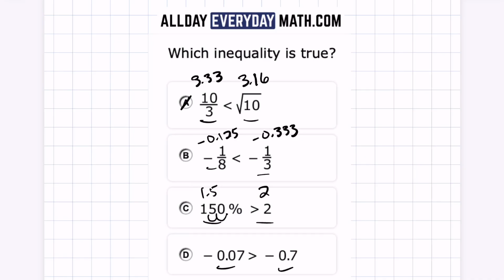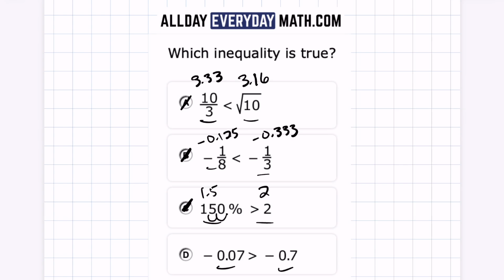Letter B says negative 0.125 is less than negative 0.333, and that is not true because negative 0.125 is actually greater because it's closer to 0. So we're going to mark out letter B. Letter C, we have 1.5 is greater than 2. That is not true, so I'm going to mark out letter C.